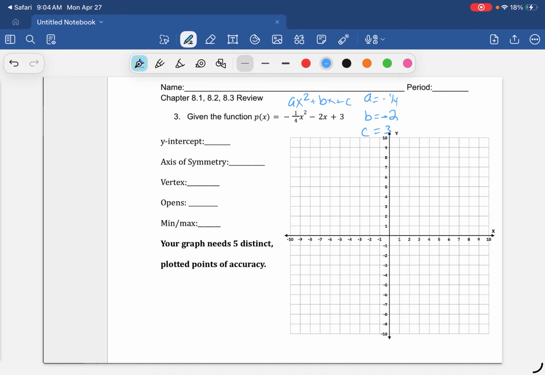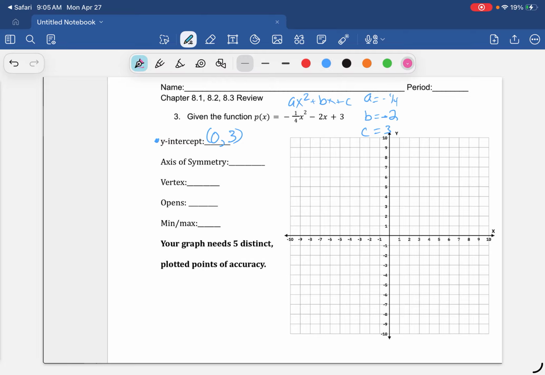So my y-intercept, the definition of it, is what is y when x is 0. I could plug in 0 for x, however, it will always be my c value. And it's (0, 3) because it's on the y-axis, that's when x is 0.